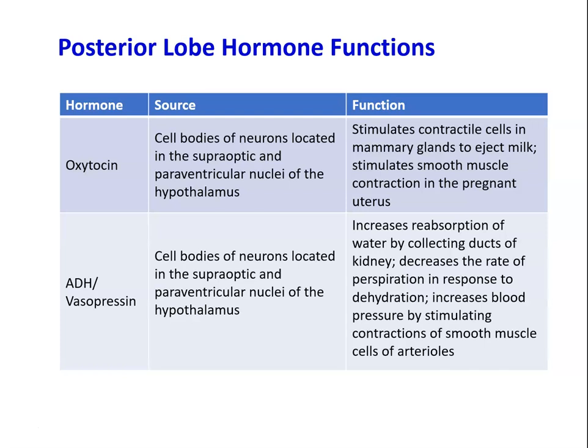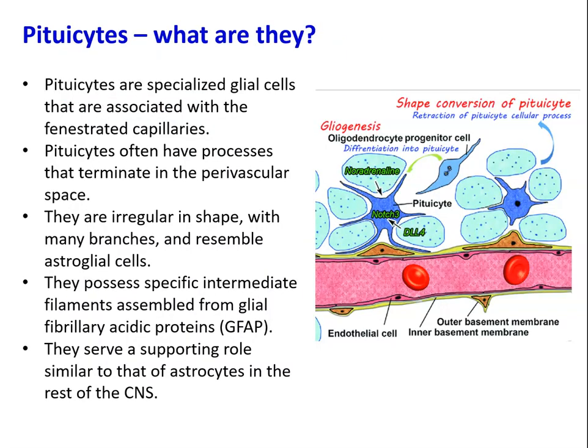And the source of both of these hormones is, again, the cells of the hypothalamus, specifically in the supraoptic and paraventricular nuclei. So let's talk about pituicytes. What are they? These are specialized glial cells that are associated with the fenestrated capillaries. They often have processes that terminate in that perivascular space region.